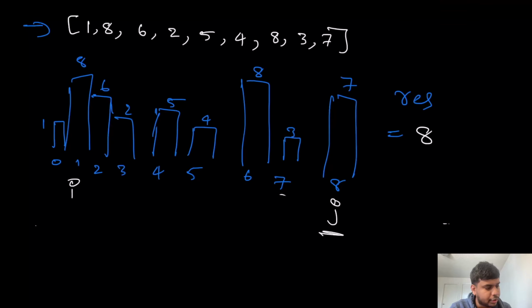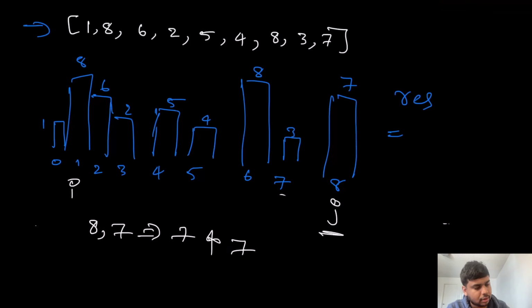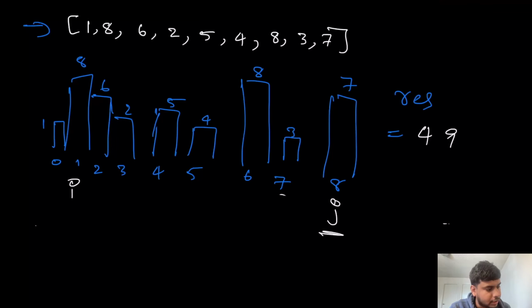Now it's pointing to 8. So 8 and 7. Minimum height is 7. What is the width? Width is again 8 minus 1, 7. 7 into 7 is 49. RS will be updated to 49. Now what is the minimum height between 8 and 7? 7 is the minimum height, so we move it.